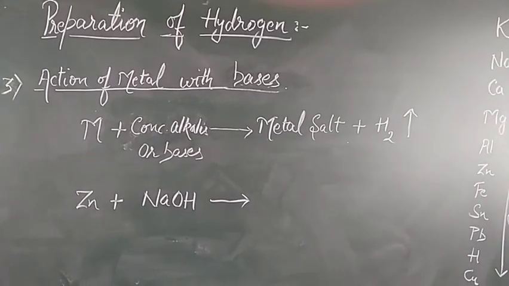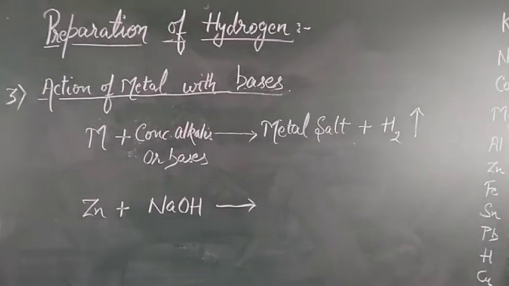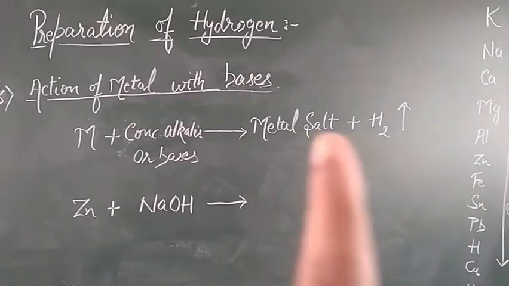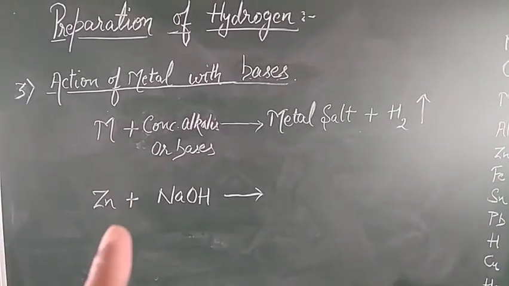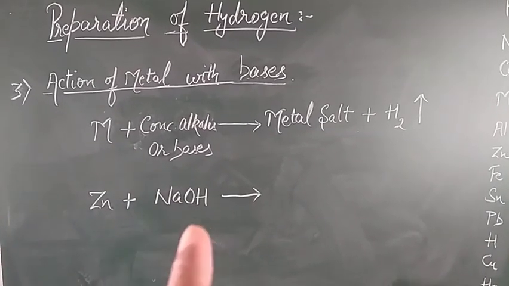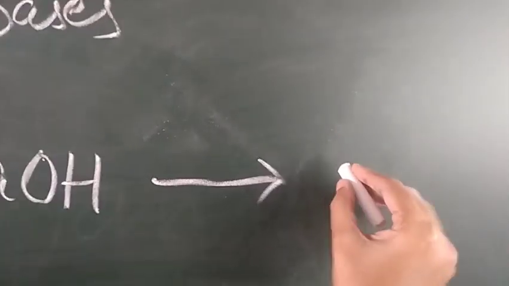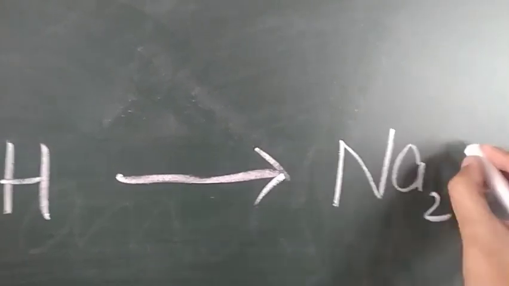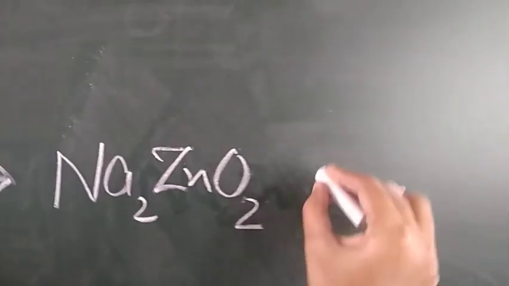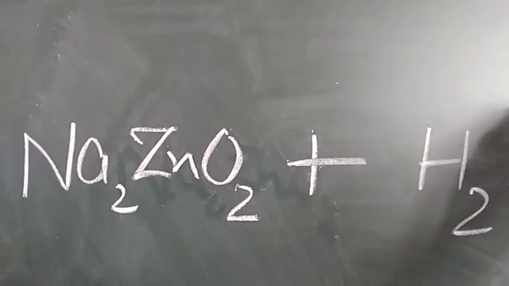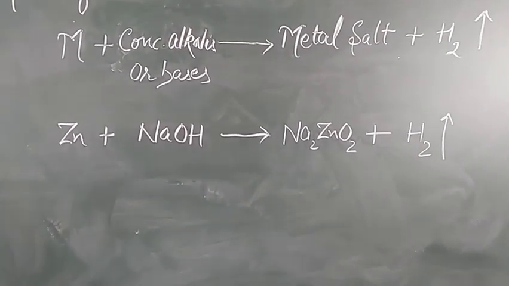Now the third method is action of metal with bases. The general reaction is when a metal reacts with hot concentrated alkalis or bases, they form the metal salt and hydrogen gas. Here the metal is zinc, and the base we have taken is NaOH, sodium hydroxide. When they react, they form the metal salt Na2ZnO2, the sodium zincate, plus hydrogen gas. So this metallic salt, sodium zincate, forms plus hydrogen gas.